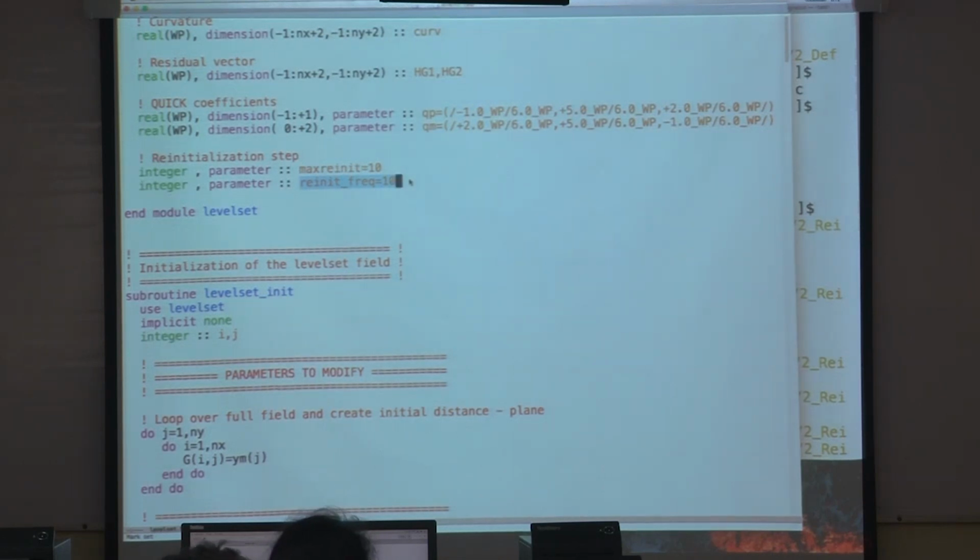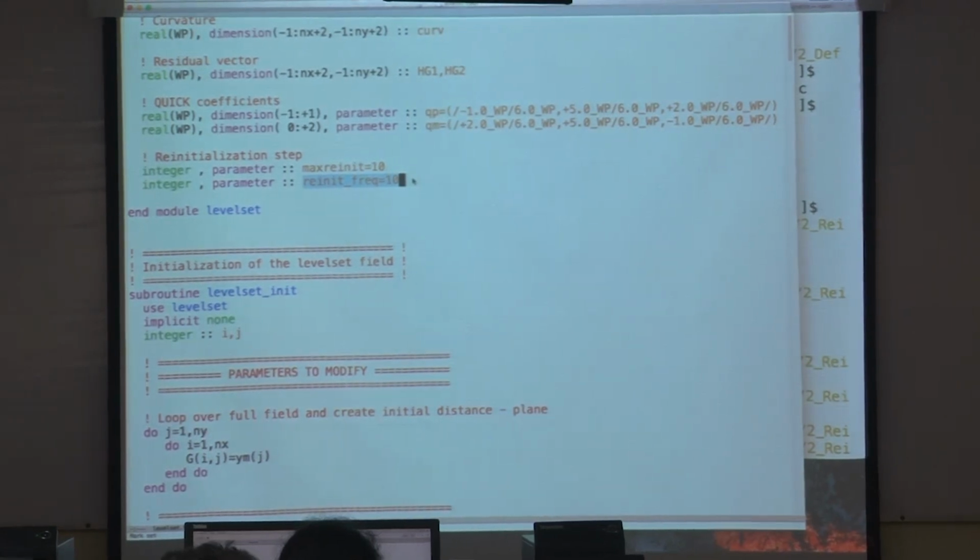Well, if you run at a limited CFL for advection, the kinematics of the flow are not in a position to change drastically the gradient from one time step to the next. You need to let the flow distort the level set over a certain amount of time in order to have an actual gradient to fix, to reset.